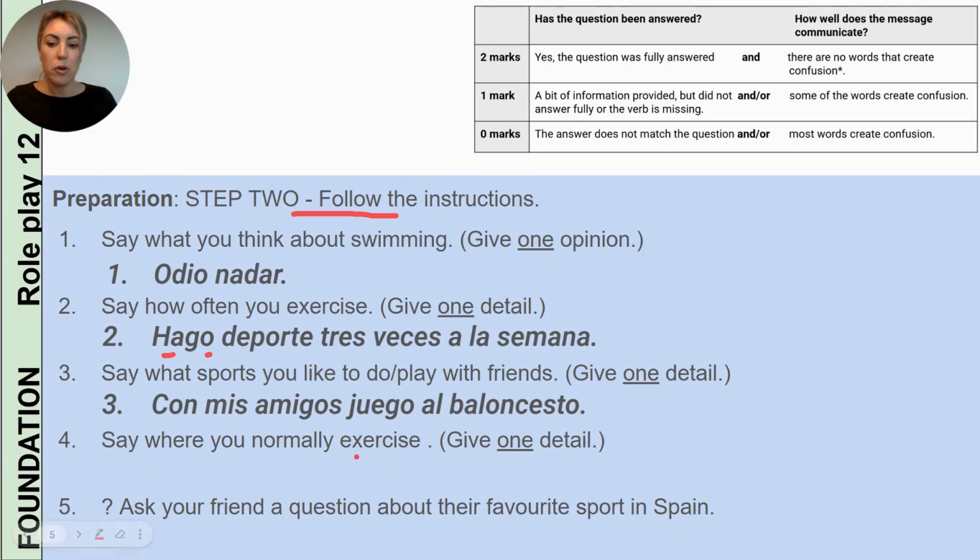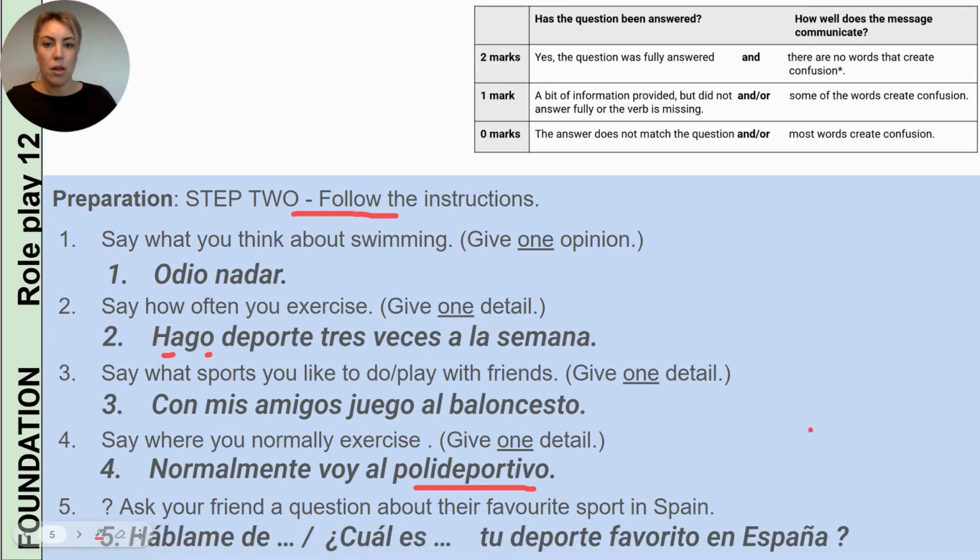And then say where you normally exercise. Give one detail. Normalmente voy al polideportivo because I need to say where. So normally I go to the sports center. Finally, ask your friend a question about their favorite sport in Spain. So possibilities when we ask a question: háblame de, o cuál es, o cómo es. So the question can be, háblame de, and then favorite sport in Spain. Tu deporte favorito en España, o cuál es tu deporte favorito en España.